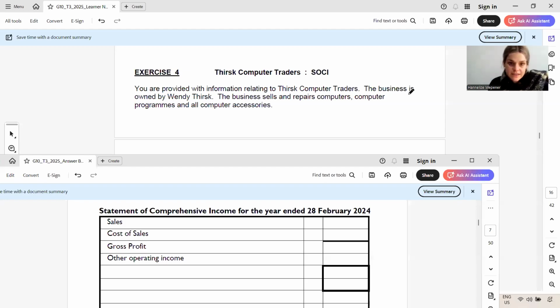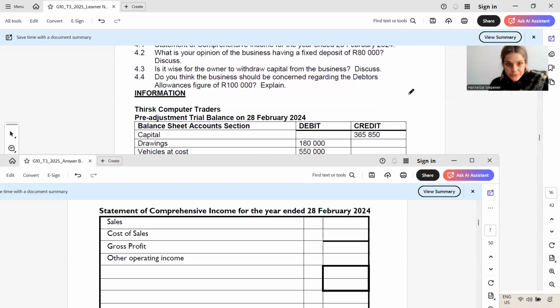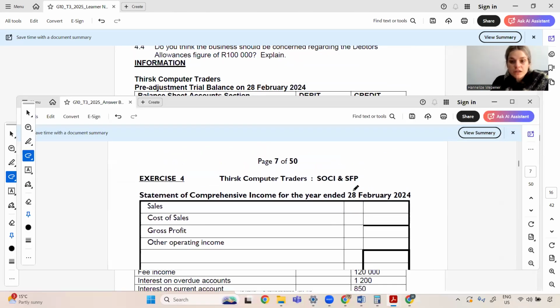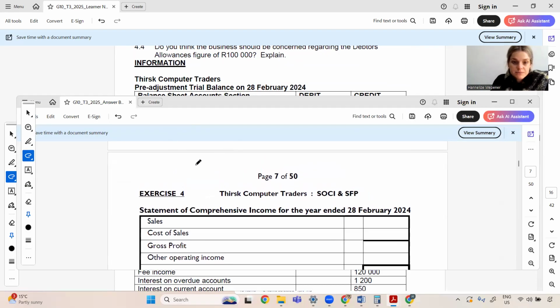It is activity time. We are going to do the SAKI for the financial year ended 28 Feb 2024. So in other words, we are looking at all income and expenses for the period of 1 March 2023 up until the end of Feb 2024. So 28 Feb 2024.